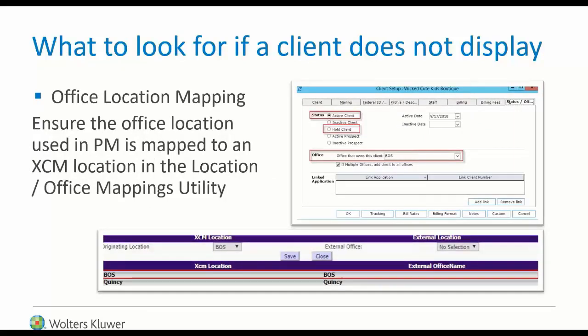This is an example of how you want to map over your external locations to your internal locations. The XCM locations are listed on the left-hand side of the screenshot at the bottom of the screen, and your external office name is listed on the right. If you have multiple office locations inside the practice management application, it is okay to map them to one XCM location. Those do not have to be an exact match. So you can track multiple offices in practice and bring them over and consolidate them into one XCM office location.